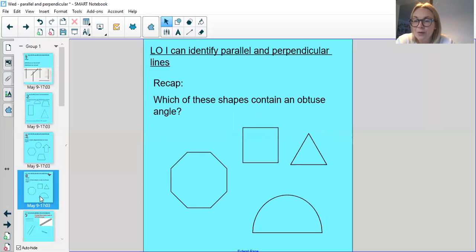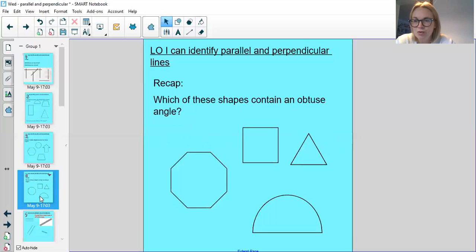Now this time we're looking at obtuse angles. So same thing, how many obtuse angles can you recognise in each shape? If you want to as well, you could try and recognise the acute angles and the right angles. Off you go. Okay, so let's have a look. Let's start with the square. Who can tell me what type of angles you can describe in that square? Hopefully you can see 4 right angles.